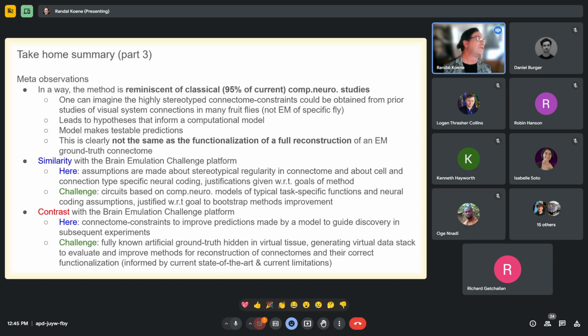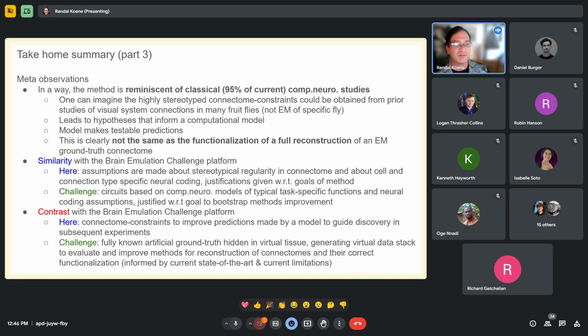And as I say here, you can imagine highly stereotyped connectome constraints that can be obtained from prior studies of visual system connections in many fruit flies. So it doesn't even need to be the EM of a specific fruit fly. This could be the same as what has been done for all the other studies out there, where over time you've collected all these different insights that allow you to construct one of these stereotyped model connectomes. And that then leads to a hypothesis that informs the model. You make testable predictions. And this is clearly not the same as the functionalization of a full connectome of an EM ground truth connectome.